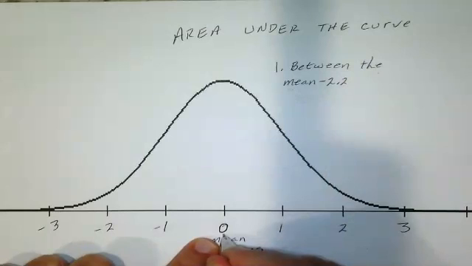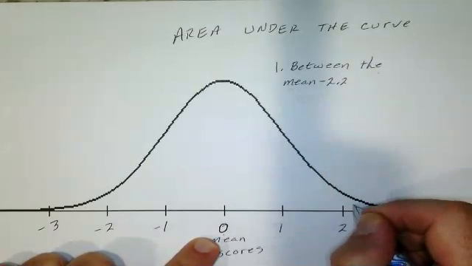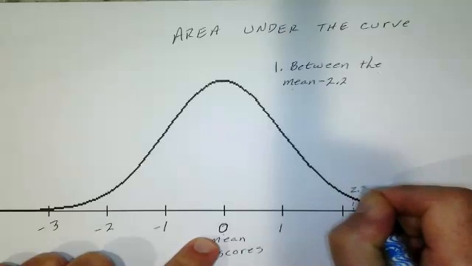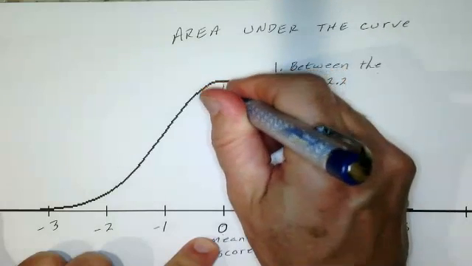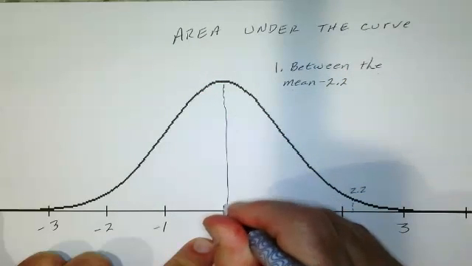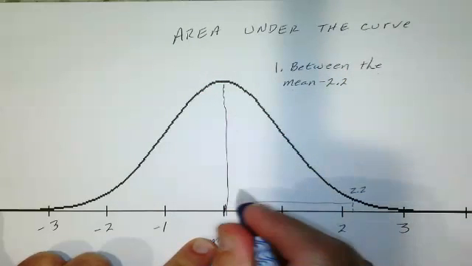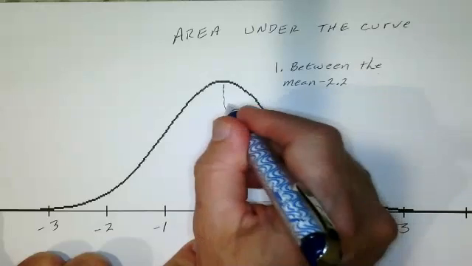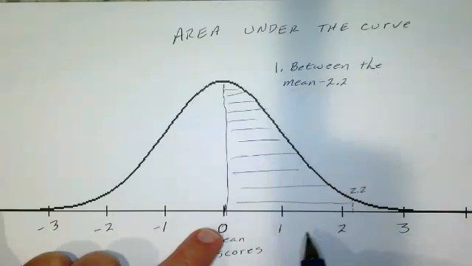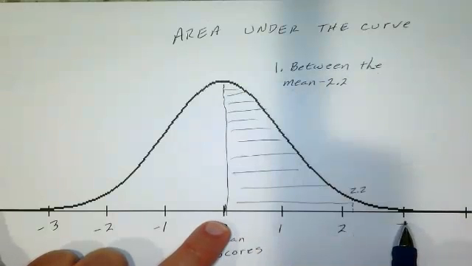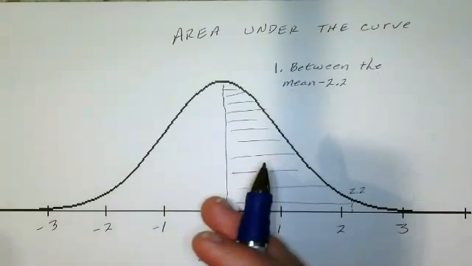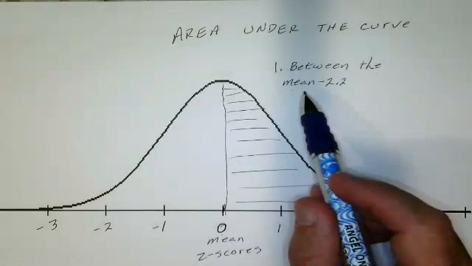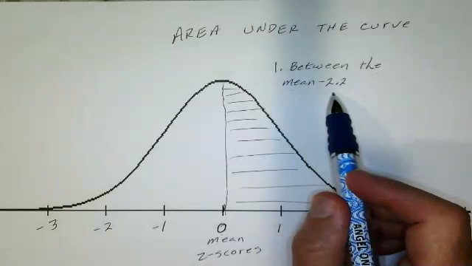So between the mean and a z-score of 2.2. Here's my mean. My mean is 0. And we're going to say 2.2, approximately 1/5 of the way is right there. So we're looking at this area from the mean over to 2.2, all of this area right here. We know it's going to be less than 50%, because from the mean to the right is 50%.